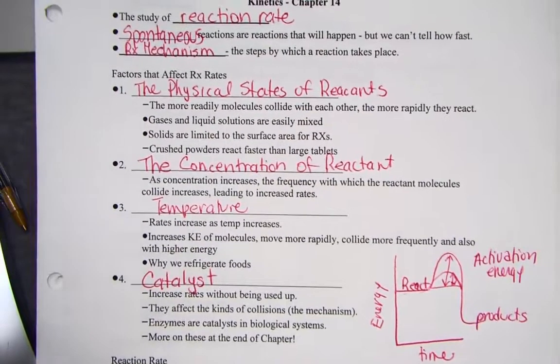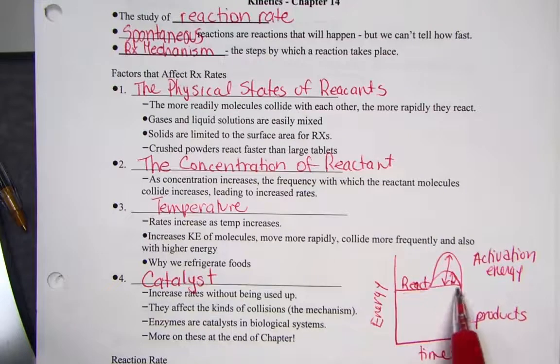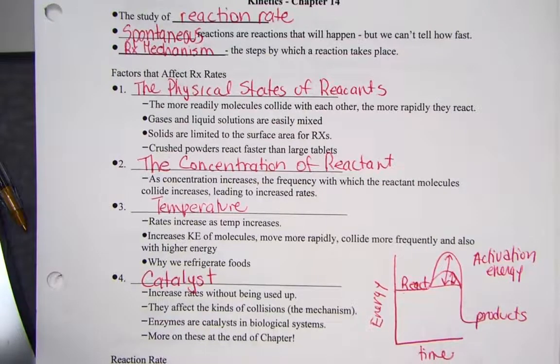A catalyst is a chemical that we add. It is not a reactant, not a product. It's just there to change the pathway, to change the mechanism in which the reaction occurs. Lowering the activation energy increases reaction rate.